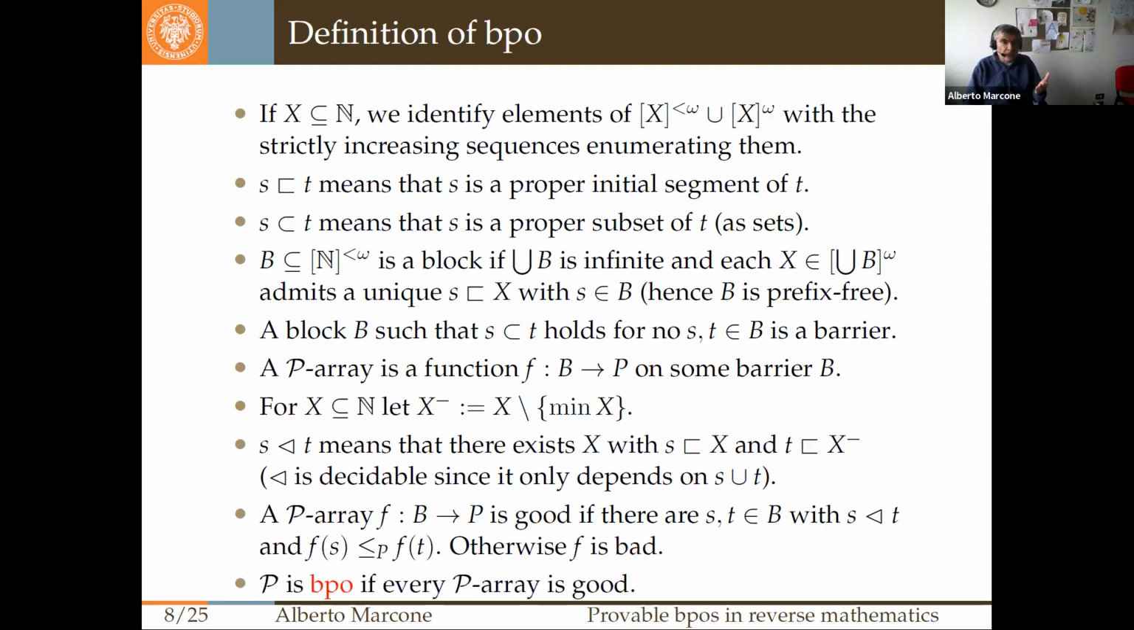And a better partial order, eventually I'm getting at the end of the slide, and so at the actual definition of a better partial order: it's a partial order such that every P array is actually good.